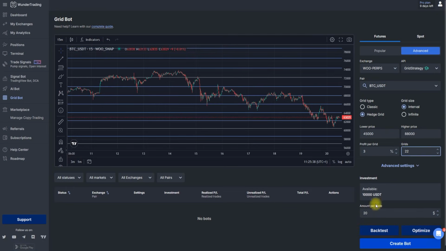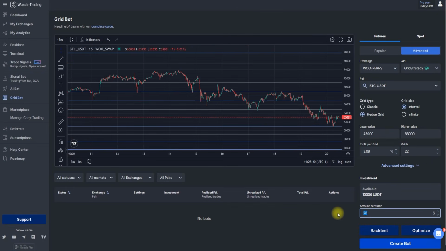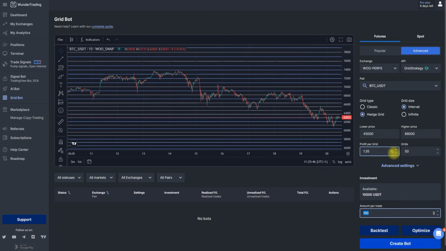Now I have to select the profit or distance between each of the grid lines and the trade size per grid line. You can see here also that when I change the number of grids from 22 to 50, the profit per grid changes from 3% to 1.35%, basically making my bot more active.